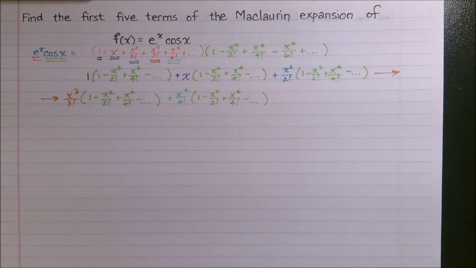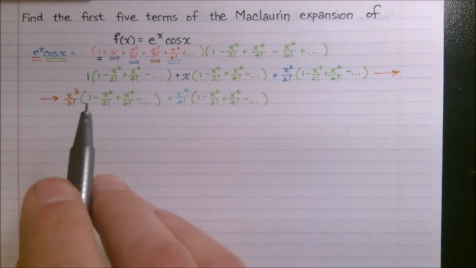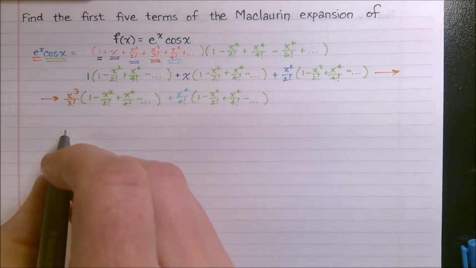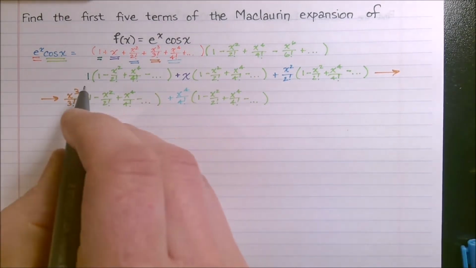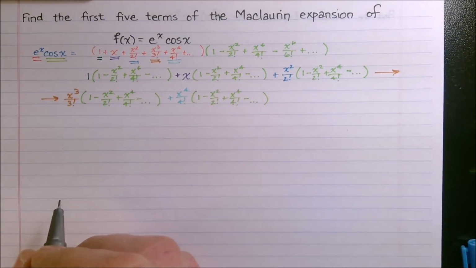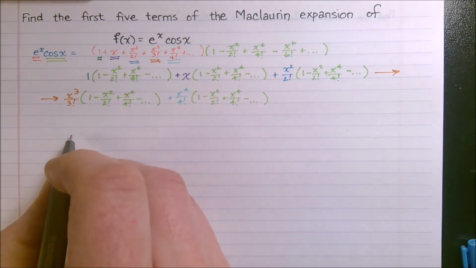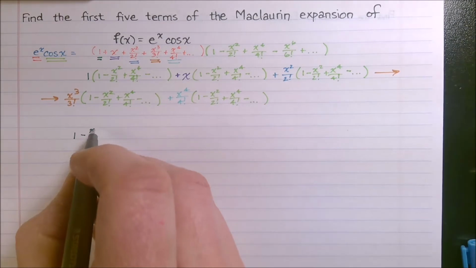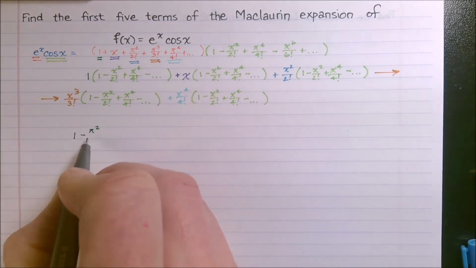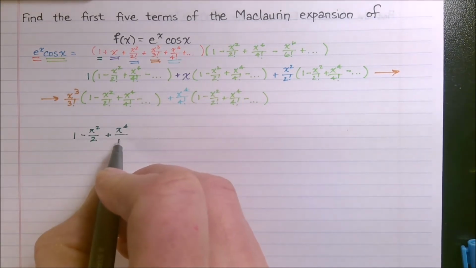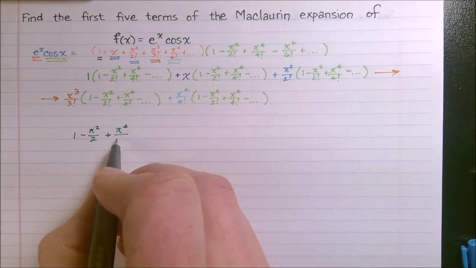If we were to distribute, right, we're going to start distributing and kind of clean all of this stuff up. This first one right here, the first term, when we took 1 and distributed it to all those terms, we'd end up with 1 minus x squared over 2 plus x to the fourth over 24.